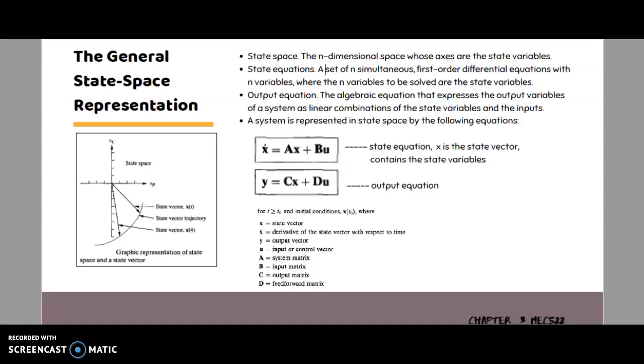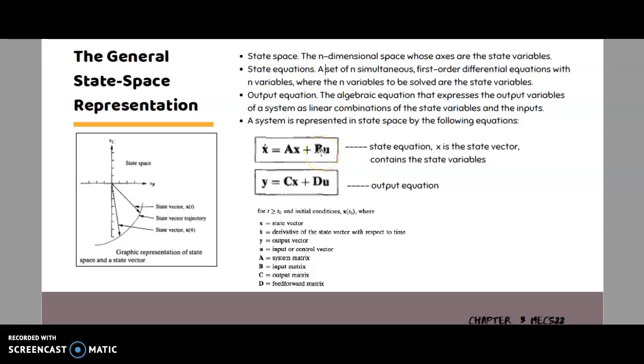Okay, video ni dia nak cerita pasal example. Okay, sebelum kita pergi pada example one, under state space yang paling important adalah this two equation. So first, state equation, and then the second one is output equation. For the state equation, x dot equal ax plus bu.